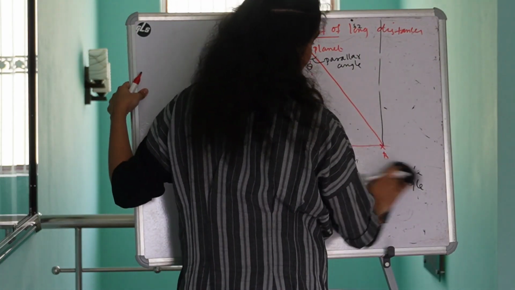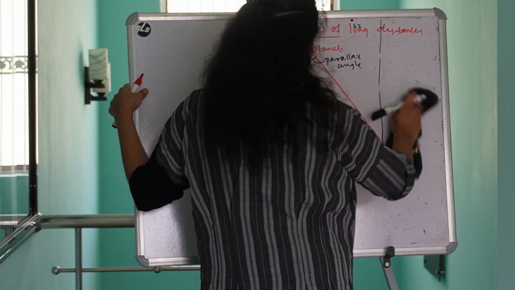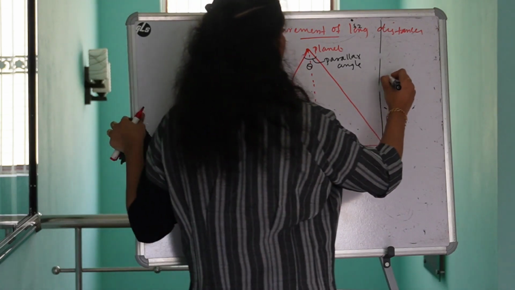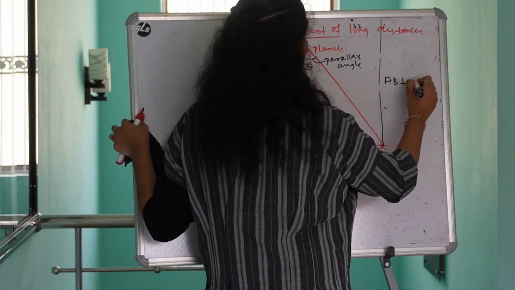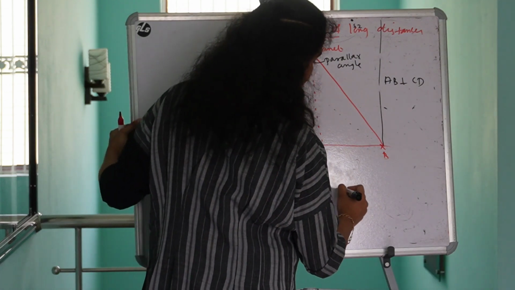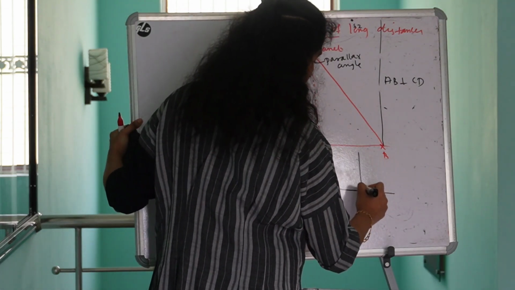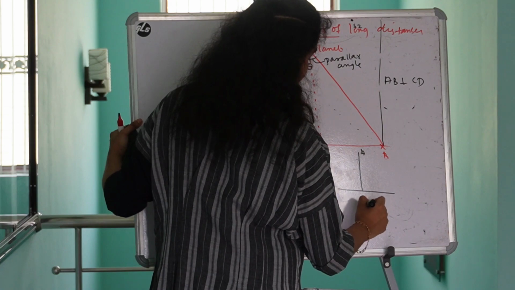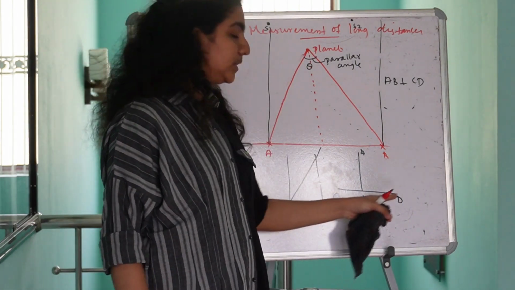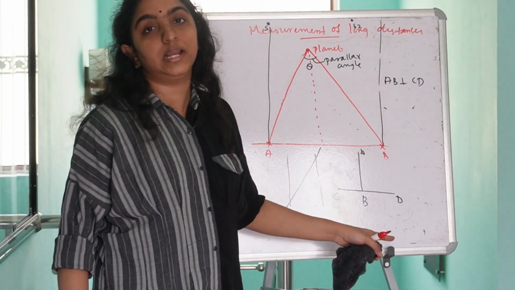Suppose it is given line AB is perpendicular to line CD. Line AB is perpendicular to line CD. What does it mean? What is the diagrammatic representation of this statement? It will be like this. AB. Is it clear? Line AB is perpendicular to CD means it will be like this.